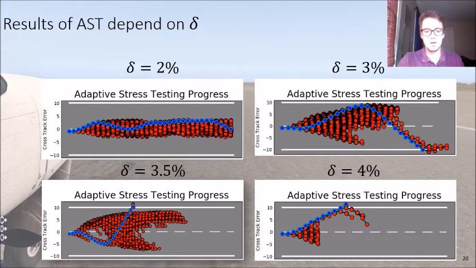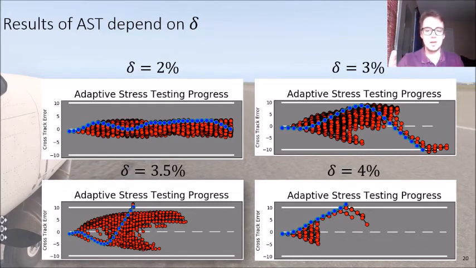So we can see that for a delta of 2%, we're not able to find a failure at all, which is giving support that 2% disturbances is not strong enough for us to leave the taxiway. But for 4%, it's very easy because it's such a large disturbance that we can just go left every time and we're going to leave the taxiway.